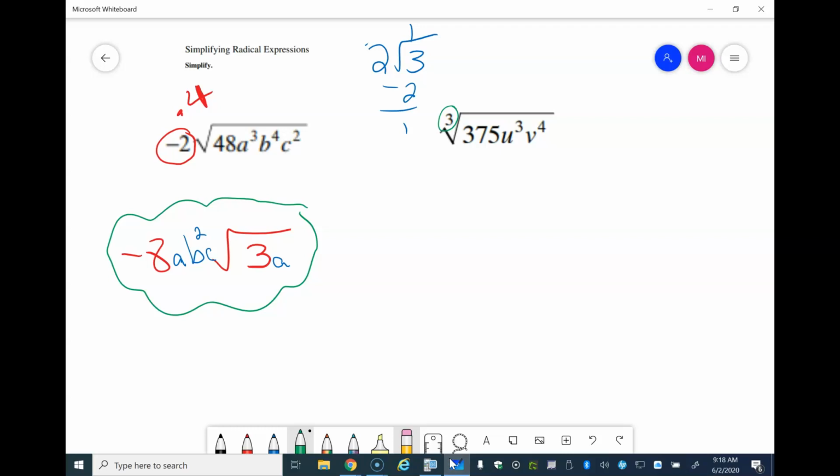So this one here is going to be 5. I'm going to leave some space for my variables, and it's going to be 3 on the inside. So again, I divide. Always remember to divide. 3 divided by this index of 3 gives me 1. So there's going to be a 1 variable here, nothing on the inside.